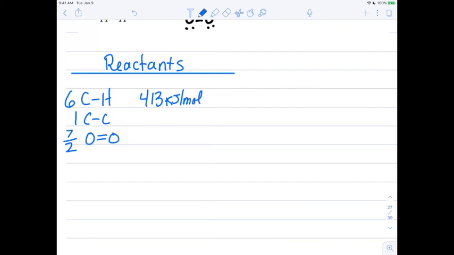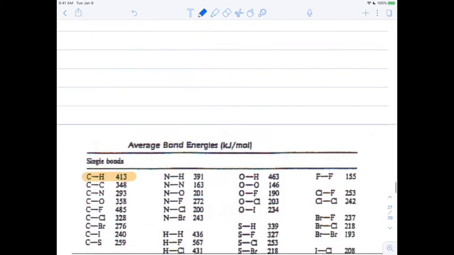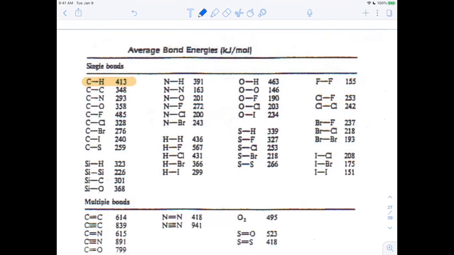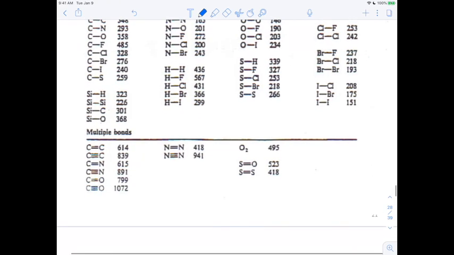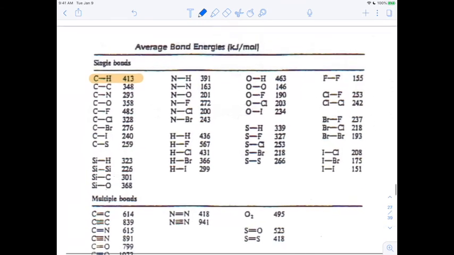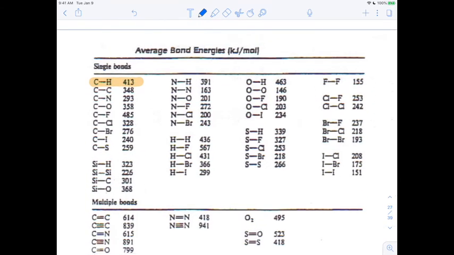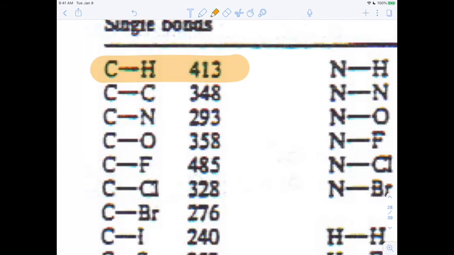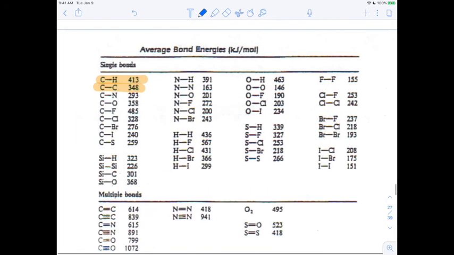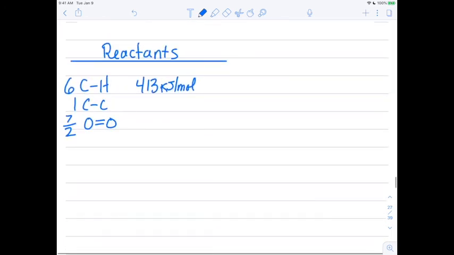Next, we're going to need our carbon-carbon. By the way, this is the same image as before, it's shrunk down a little so we could get the double and triple bonds on there. And I know the resolution isn't as good, I apologize. All right, so carbon-carbon is 348. Like so.